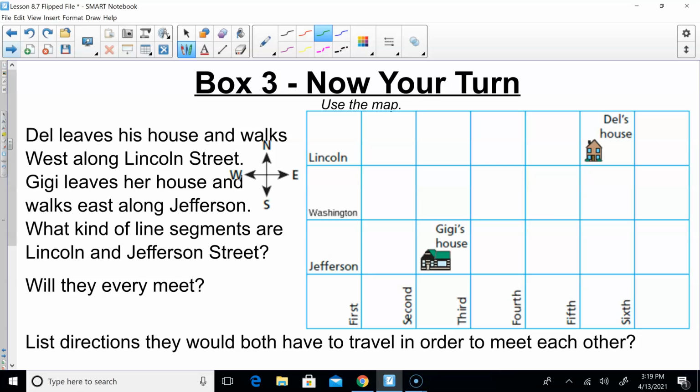And also right now it says, box 3, now your turn, Dell leaves his house and walks west along Lincoln Street. Gigi leaves her house and walks east along Jefferson. What kind of line segments are Lincoln and Jefferson Street? Also the question is, will they ever meet? And then last but not least, the other question to answer using this one is, list directions that both would have to travel in order to meet each other. That might be a clue on the first one. So what directions will they have to travel in order to meet each other? I look forward to seeing your work with these map skills.